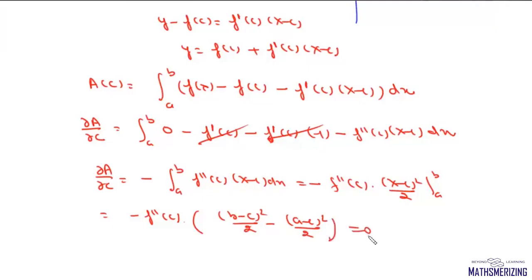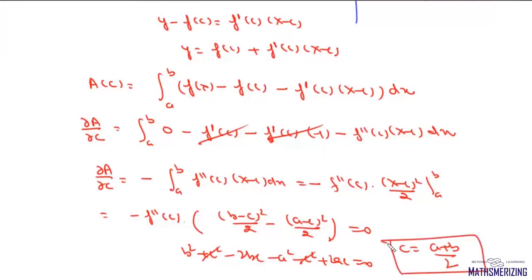Now we'll put it equal to 0. We'll get our critical point: b square plus c square minus 2bc minus a square minus c square plus 2ac equals 0. The c square will get cancelled. So here we'll get the value of c as (a plus b) by 2. So this area will have its critical point when the value of c is (a plus b) by 2. Now we have to find whether this area will be minimum or maximum at this point. Now we look at the graph.